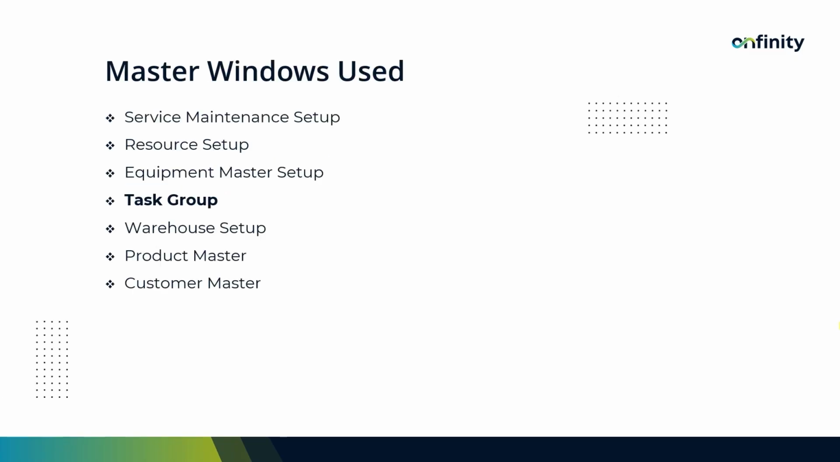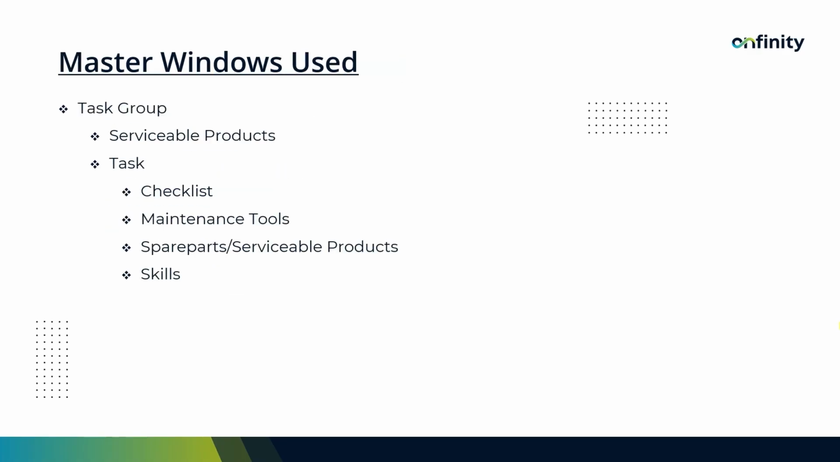Let's quickly recap which masters are being used in Field.ai. Service maintenance setup, resource setup, equipment master setup, task group, warehouse setup, product master, and customer master. In this video, we will cover the task group, which is a very important part of Field.ai. Under a task group, we have multiple tasks that are available.